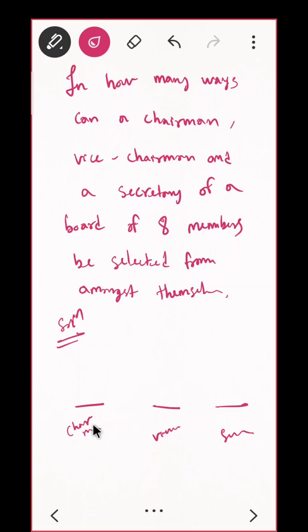For the post of chairman, there are 8 choices, so it will be 8. For the post of vice chairman, there are 7 choices. For the post of secretary, it will be 6. So by using the fundamental theorem of multiplication, all the posts should be filled. That is, there is no option, so this should be multiplication. Is that clear? That is 8 into 7 into 6. Good. Perfect. You are doing great, everyone.